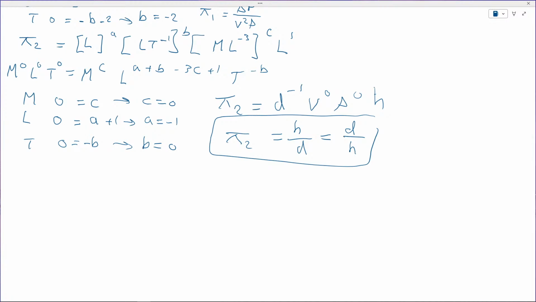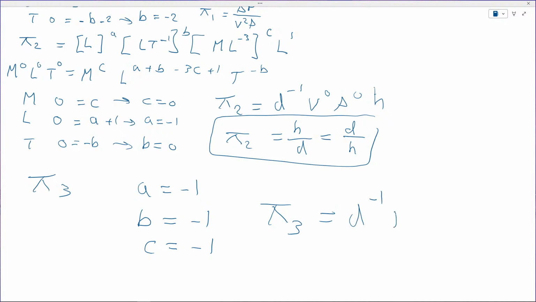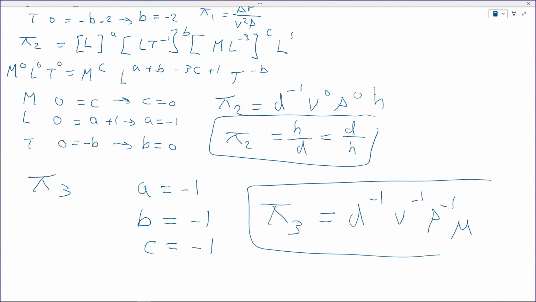When I did this on my own, for pi 3, I got A is equal to minus 1, B is equal to minus 1, and C is equal to minus 1. Try to do it on your own and see if you get the same thing. So B is D minus 1, V minus 1, rho minus 1, and mu. So that is this here.